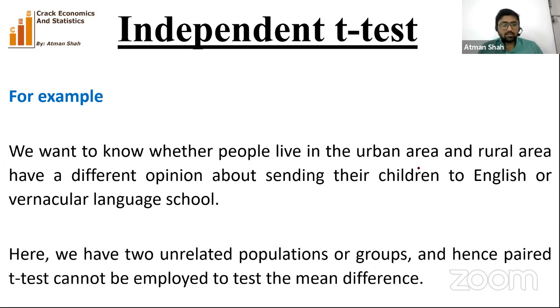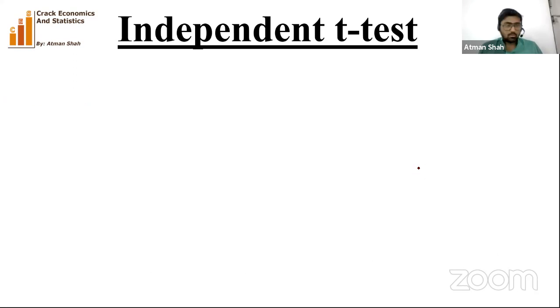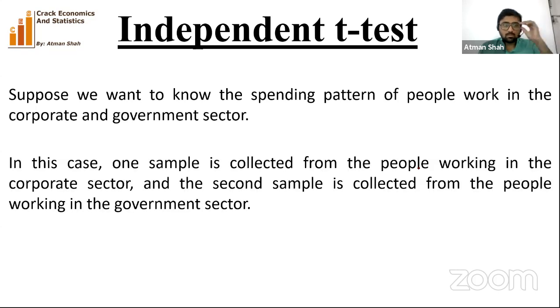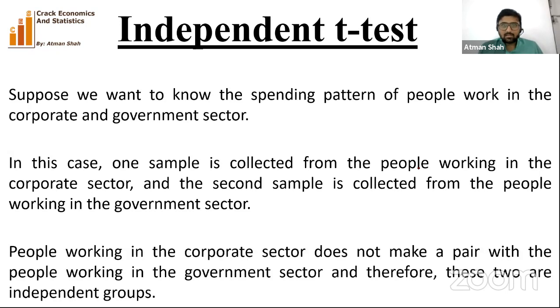Right, so I've written that we have two unrelated populations or groups, and hence a paired t-test cannot be employed to test the mean difference. Suppose we want to know the spending pattern of people working in the corporate and government sectors. In this case, one sample is collected from the people working in the corporate sector, and the second sample is collected from the people working in the government sector. So again, people working in the corporate sector do not make a pair with people working in the government sector, and therefore we cannot use the paired t-test.